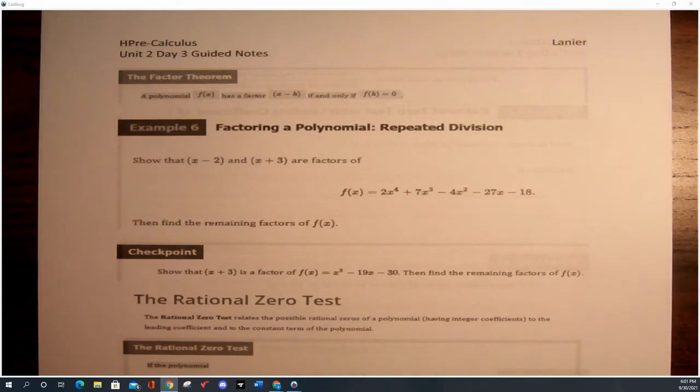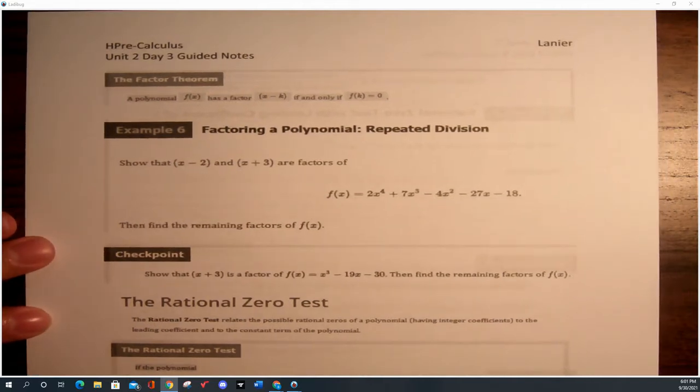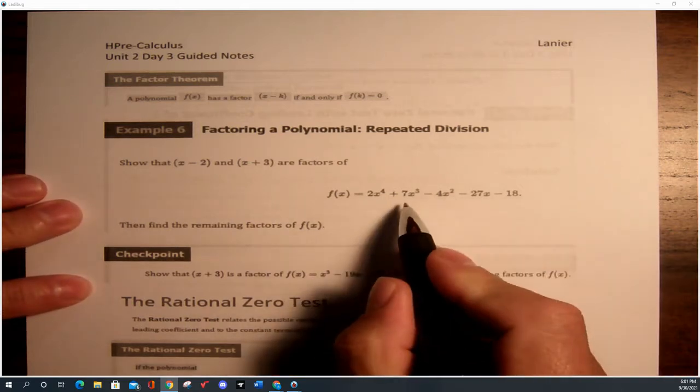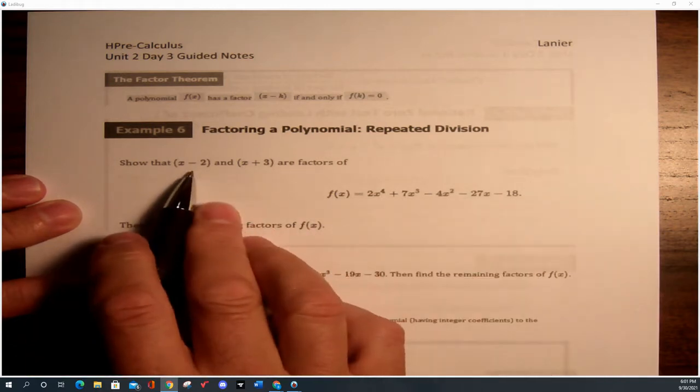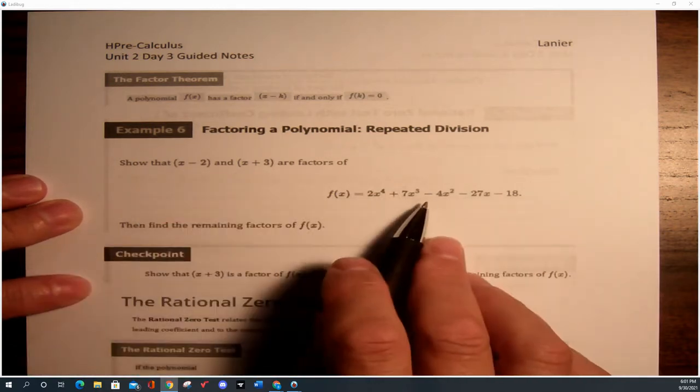I'm going to finish section 3 out of chapter 2. This is where we stopped last time. This is what's up next. Factoring a polynomial using repeated division. What I'm going to do is take this polynomial right here and divide it by each of these two factors. Now these are factors of this polynomial.